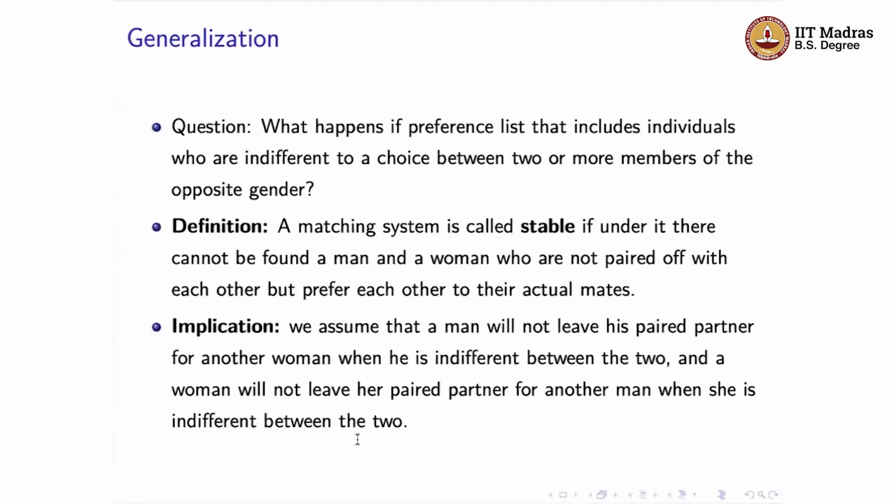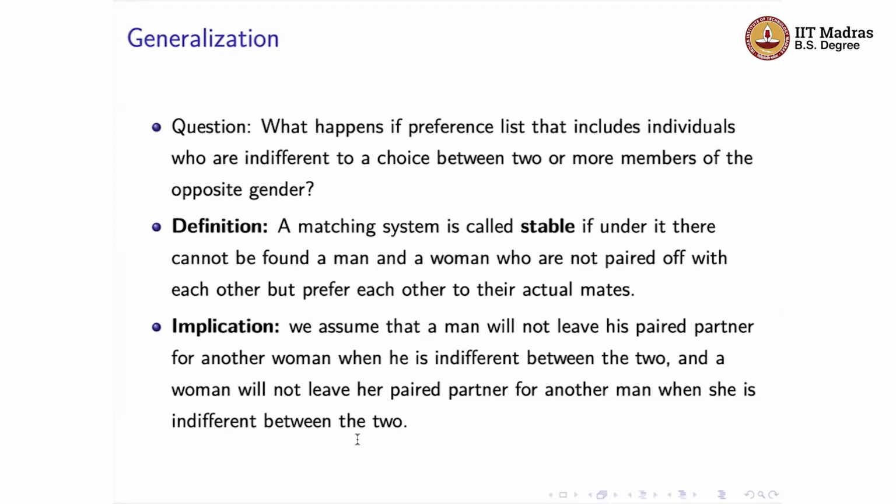Remember, we had this restriction that no man or woman can say that they are indifferent between two other members of the opposite gender. The preference ranking was strict, in the sense that given a choice between two women, the man had to say that woman one was strictly better than woman two. Now, suppose you want to relax that. Suppose you want to say, I consider both of the women equally good as my partner, or from a woman's perspective, I consider both of the men equally good. We can still allow for that. Let's see how that works in this case.